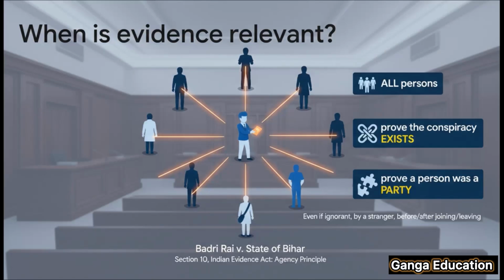And the scope of this rule? It is just staggering. Once those conditions are met, that piece of evidence can be used against everyone in the plot. It can be used to prove the conspiracy exists in the first place and that a specific person was part of it. Think about that. You can be implicated by the actions of someone you've never even met for something you knew absolutely nothing about.